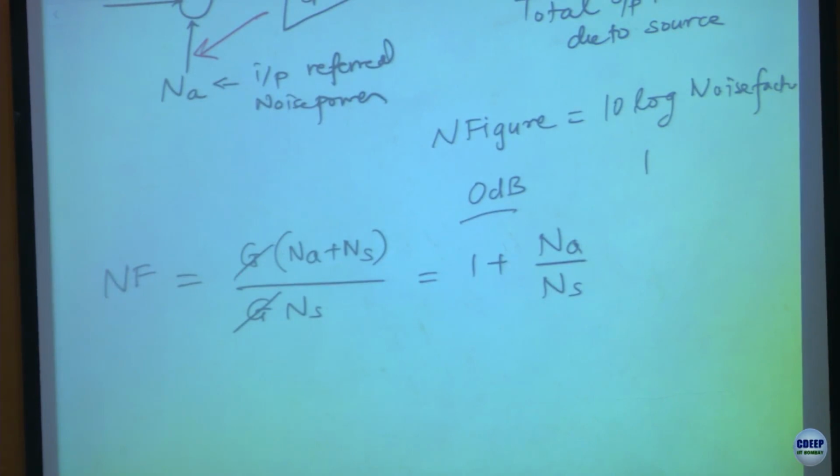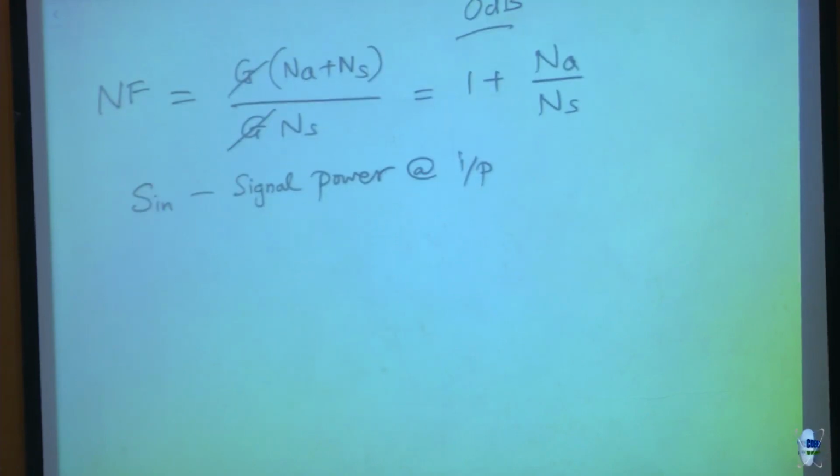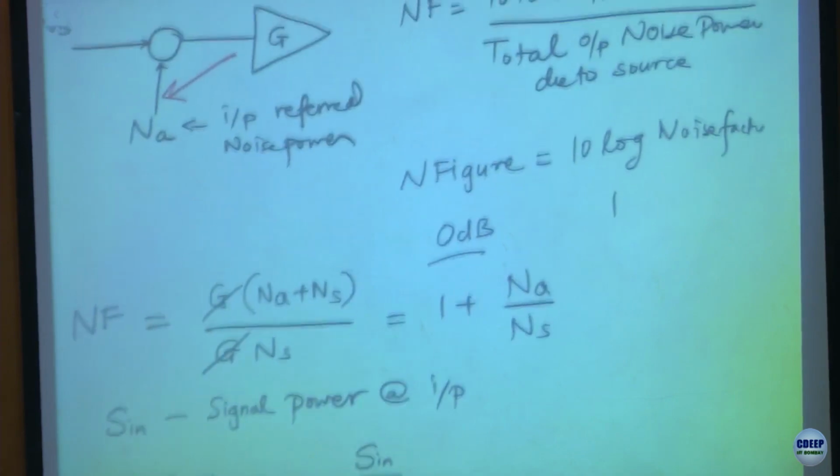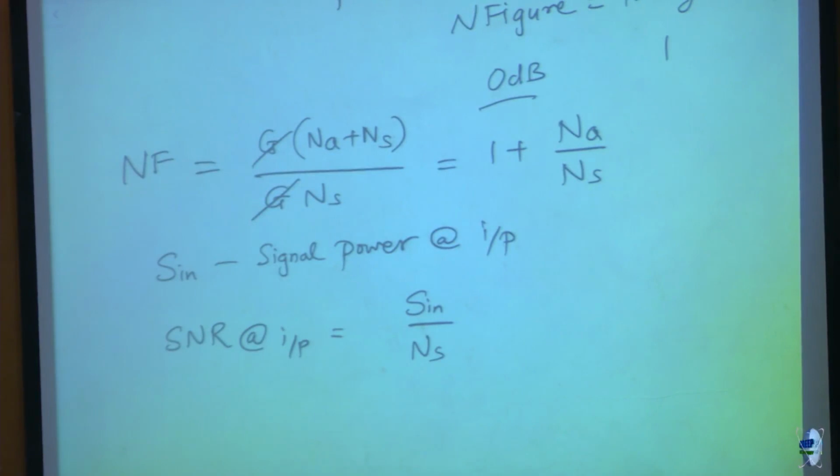The other definition that falls out of it, which is very much used in communication systems, is the signal to noise ratio. Let's say we apply a signal, SN, the signal power at the input. Then the SNR at the input is given by SN divided by which one? NS, because this is what is coming in along with the noise that I am going to get in. Is that part clear? That's the input SNR. And what is the SNR at the output?